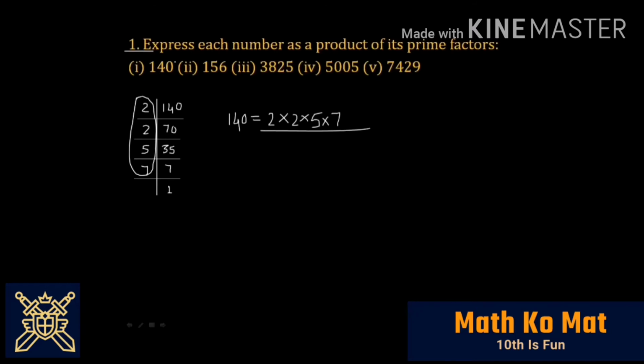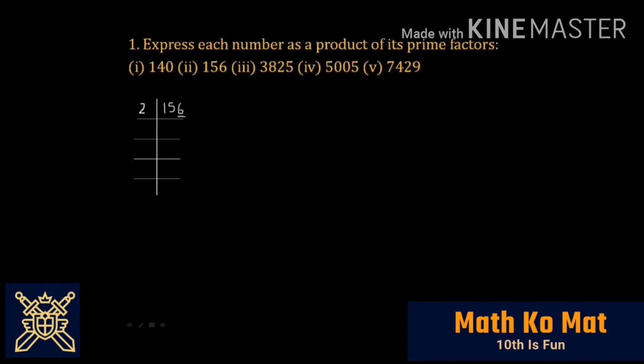Now let's move on to the second part. So here we have 156. As you can see, again we have an even number at the last, so we'll divide it by 2 first. So 2 7s are 14, 1 and 6 is 16, and 2 8s are 16. So we have got 78 here. Again you can see we have an 8 here, so we'll divide by 2 again. On dividing by 2, 2 3s are 6, 1 and 8 is 18, and 2 9s are 18. So we have got this.